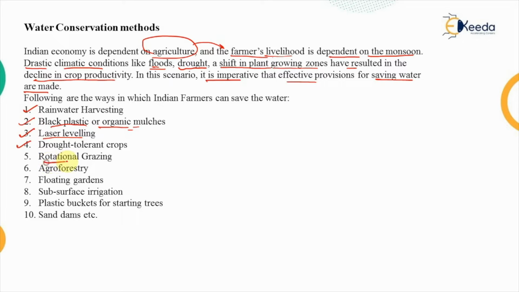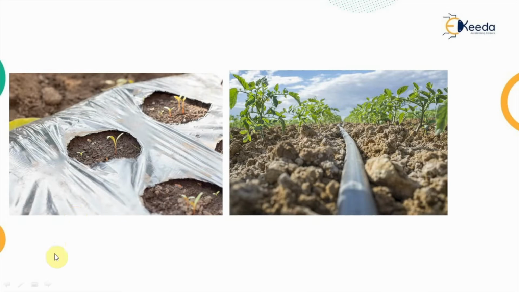Then rotational grazing, that is for regaining the nutrients for the soil. Then agroforestry, that is also to reduce the erosion as well as the cutting of the banks. Then floating gardens. Then subsurface irrigation techniques, which are used to reduce the losses which occur during the water supply processes. Then sand dams, and there are several other techniques. So one by one we will see all of them.